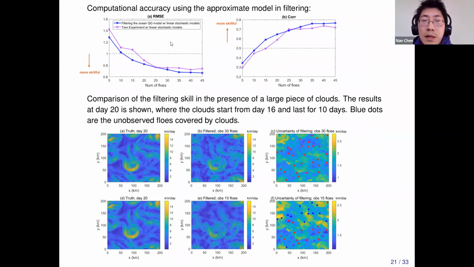Of course, we cannot do a twin experiment for the QG, but we can do a twin experiment for the linear system. So there are two curves here. One is the data assimilation skill, where the truth is coming from the QG, but we use the linear model as our forecast model. And another curve is where both the truth and the forecast model are the linear model. But basically, they have similar behavior. And you can see the recovered field. This is the truth. This is the recovered field using our linear model, using only 30 floes. Here's 15 floes. 30, of course, will give you a better result. 15 will be slightly worse. But overall, this linear model is pretty successful in helping us to do data assimilation.